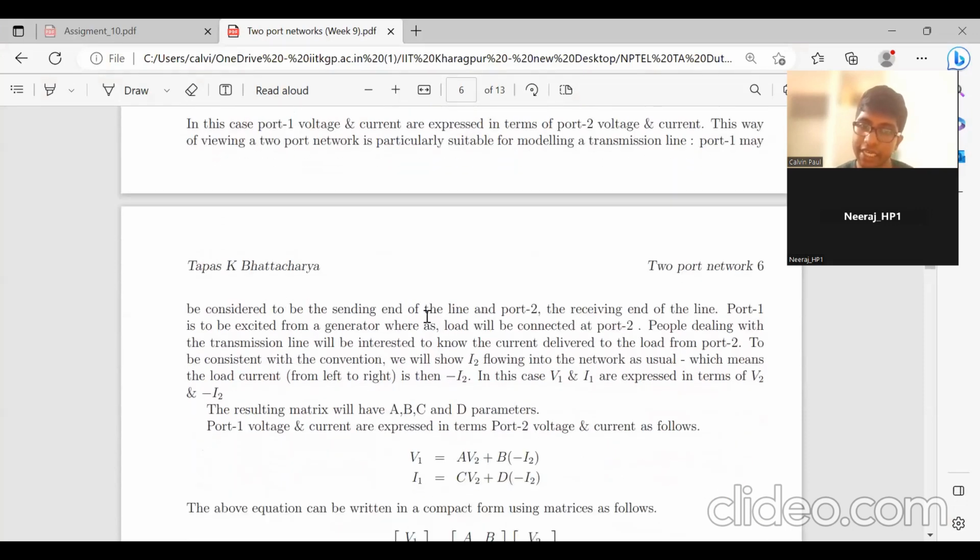Port 1 is considered to be the sending end of the line and port 2 to be the receiving end of the line. Port 1 is to be excited from a generator, whereas a load will be connected at port 2. Now, people dealing with transmission lines will be interested to know the current delivered to a load from port 2. This is where transmission lines use the ABCD parameters a lot. To be consistent with the convention, we use I2 flowing into the network as usual, which means the load current.